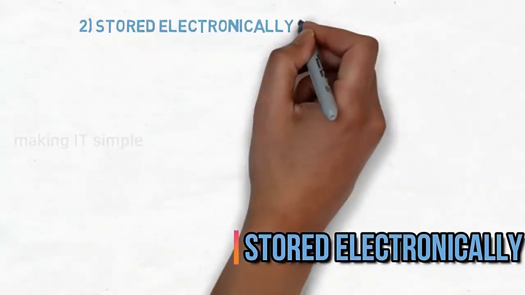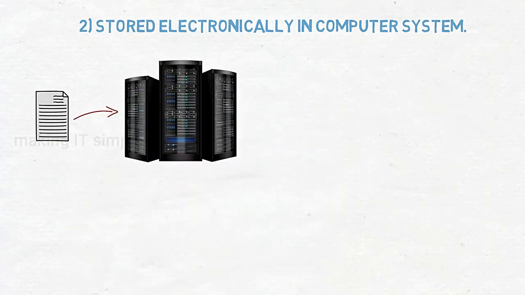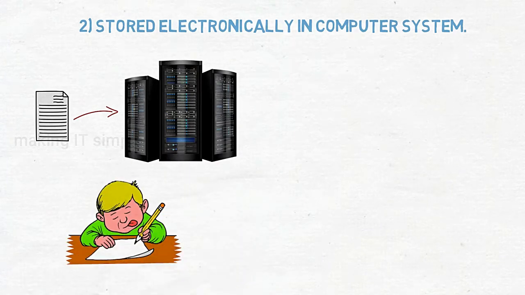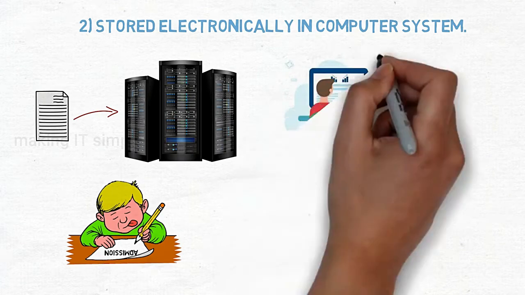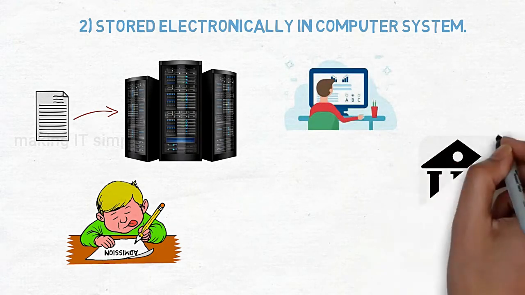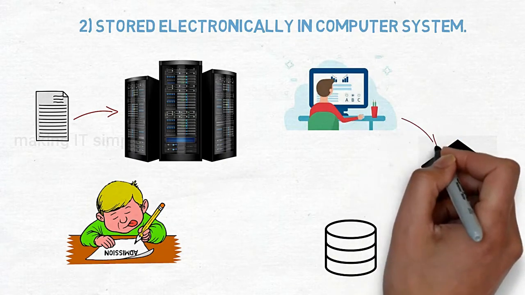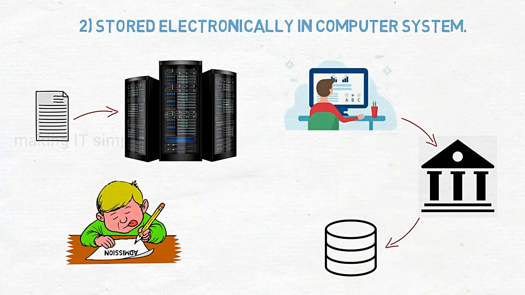Stored electronically in computer system. This means data is stored in computer system in electronic manner. It is stored in data servers. For example, before we had to fill a paper form and submit it by going to the college. Nowadays you need to fill an online form to apply in a college. That means your data filled in online form is stored electronically in college database.